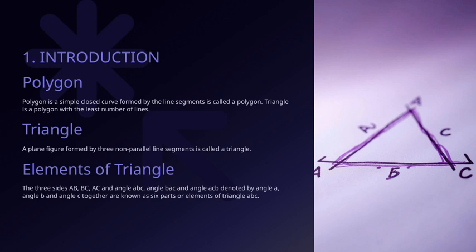Moving on to the elements of a triangle, we have 3 sides labeled AB, BC, and AC. In addition, there are angles opposite these sides, which we denote as angle A, angle B, and angle C. These angles are also called the parts or elements of the triangle, and understanding them is crucial because they help us analyze the properties and relationships within the triangle.